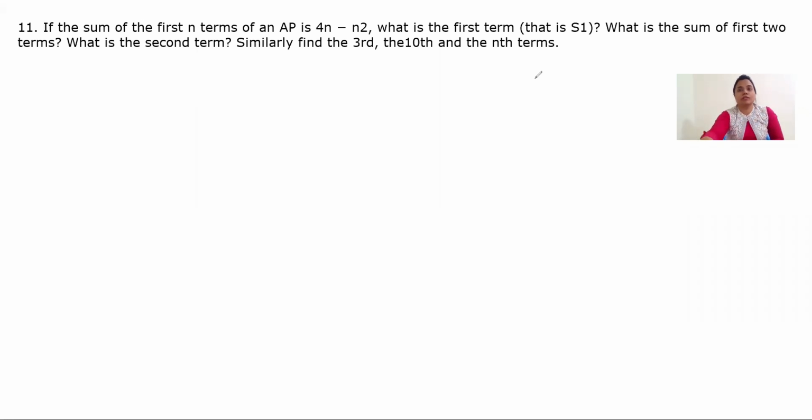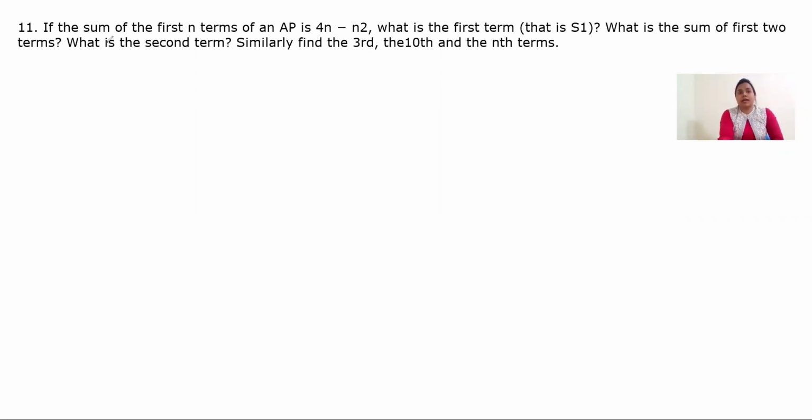If the sum of the first n terms of an AP is 4n minus n square, what is the first term? And what is the sum of first two terms? What is the second term? Similarly, find the third, the 10th, and the nth term. So in this single question, we have lots of things to find.